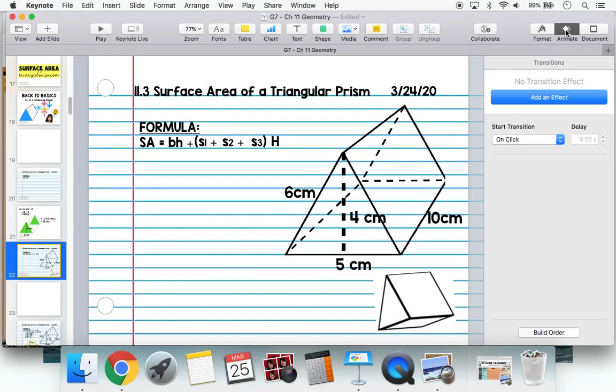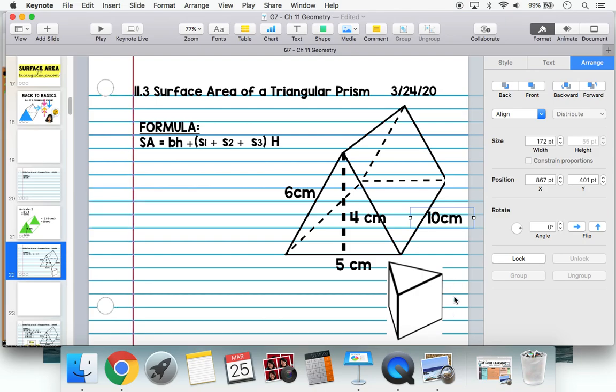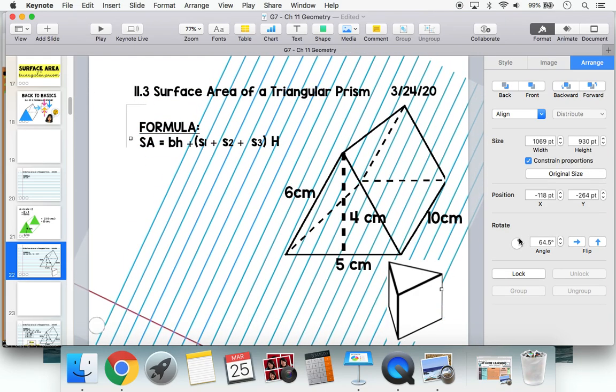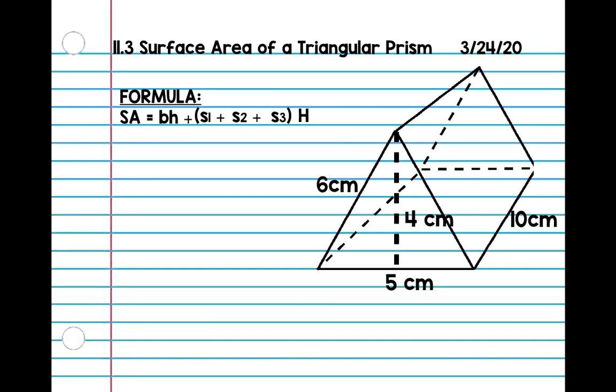If I was to close this and just show you, if you take this triangular prism and place it on its base, that is the height of the prism. So we use this for capital H. Does that make sense? Okay, so let's go back to that same thing.